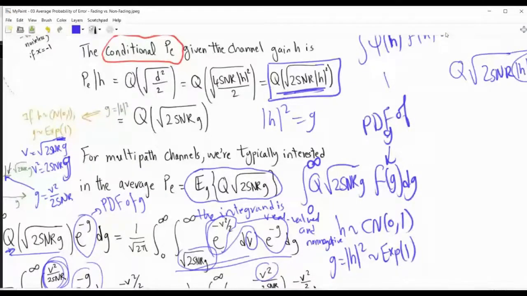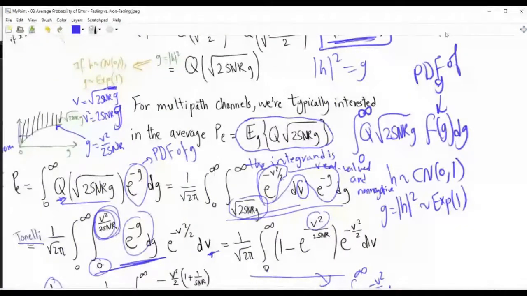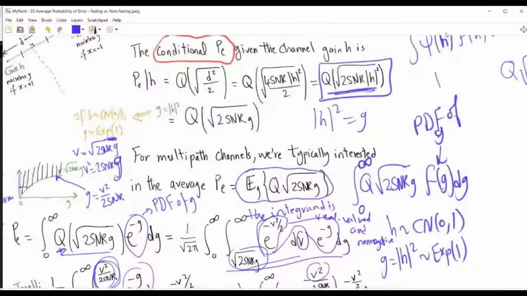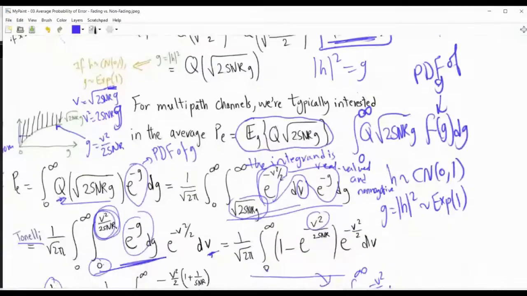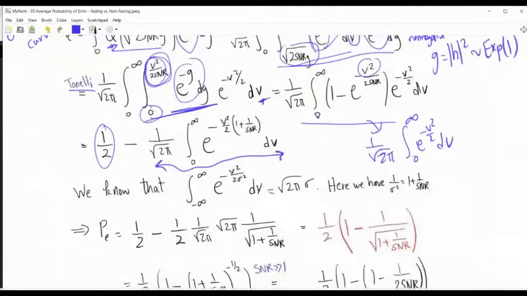Can you do the problem with magnitude h? Yes. Can you do it with h itself, using the distribution of the complex Gaussian? Yes. All those will give you the same result. But the most convenient one is simply to use the exponential, given that the Q function depends on the magnitude of h squared. This will be the case in the majority of cases. There is just one case we will talk about later in which you will hit the magnitude of h itself.